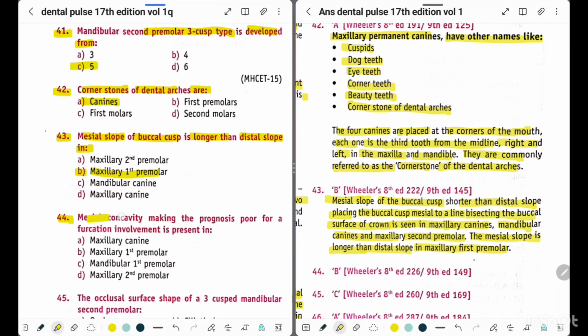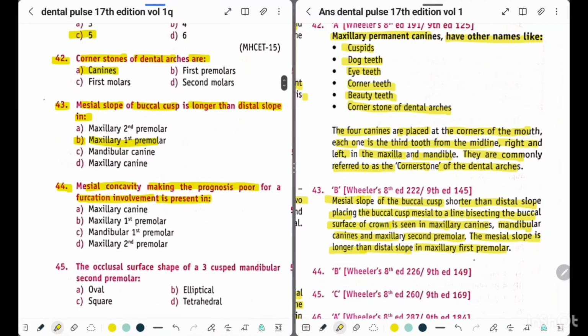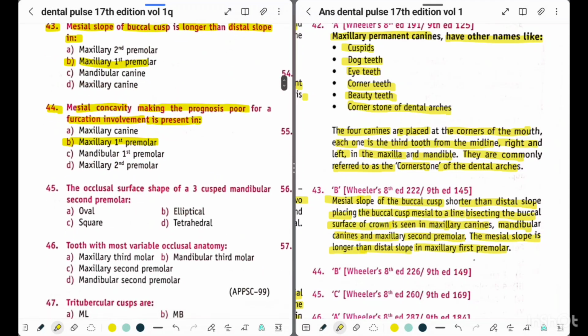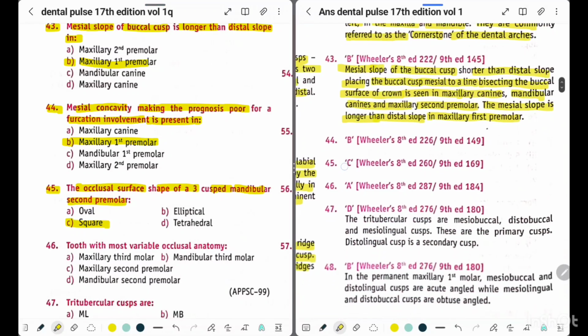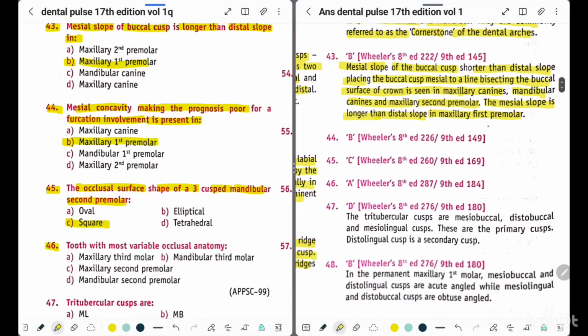Question 44. Mesial concavity making the prognosis poor for furcation involvement is present in. So its answer is maxillary first premolar. In maxillary first premolar, mesial concavity is present, which makes the prognosis poor for furcation involvement. Question 45. The occlusal surface shape of a 3-cusped mandibular second premolar. So its answer is C, square.